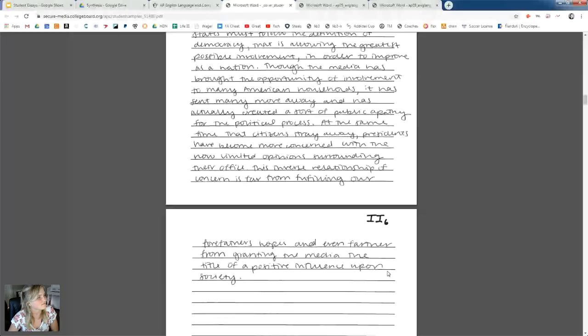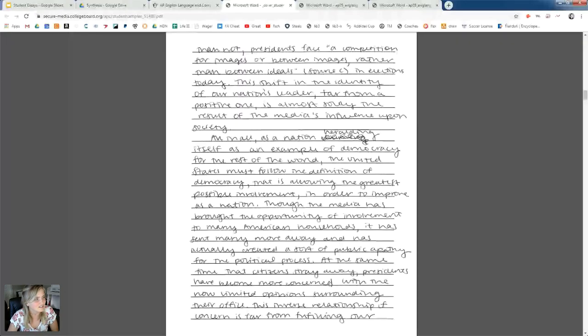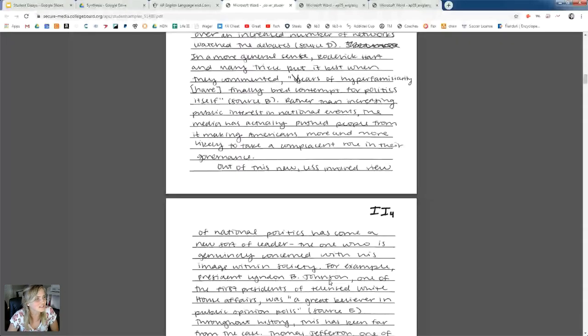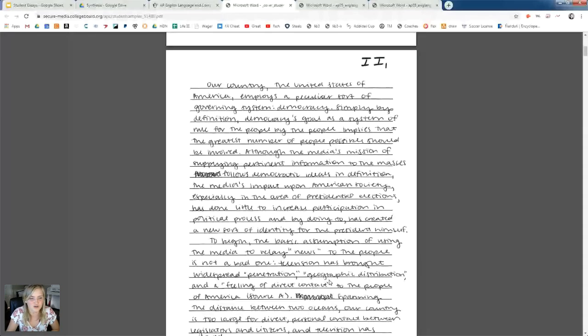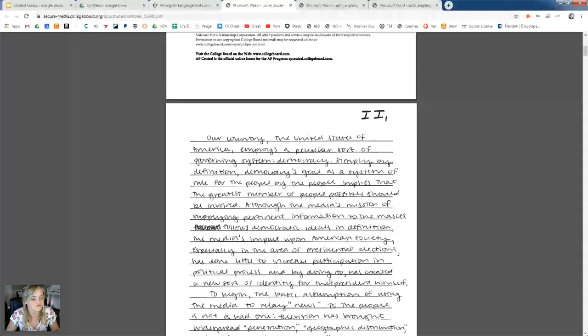Wow, that was kind of difficult to read just because of the handwriting, but it goes to show you when you're writing your essays during the AP, you're not great on your handwriting, but you want to make sure the graders can read it.